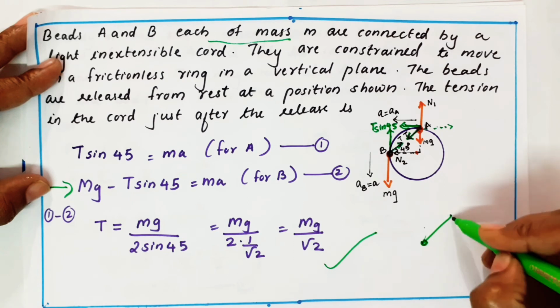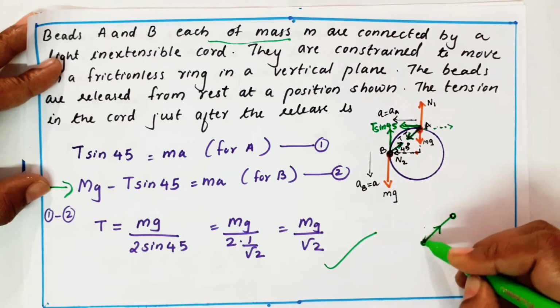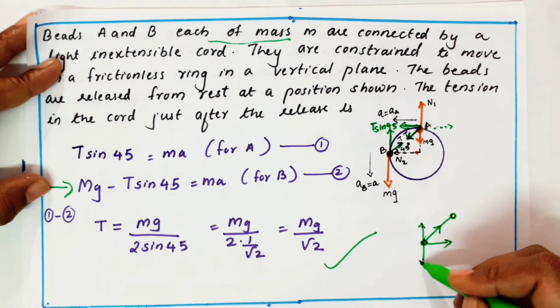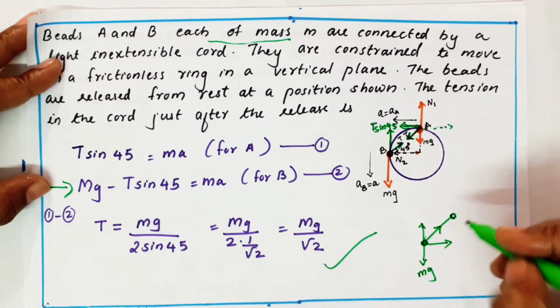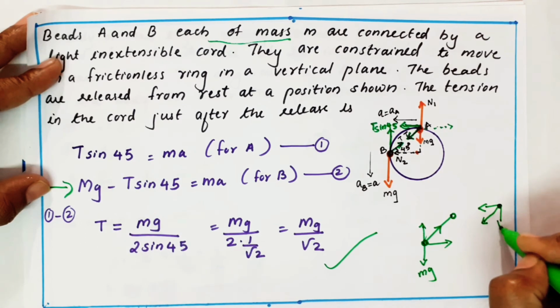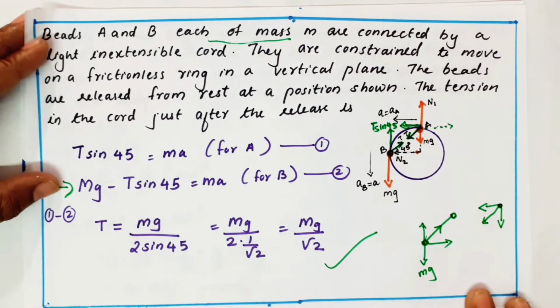Remember these two blocks, how we are resolving? This tension we are resolving like this and this. So this is balanced with your mg. Then I am taking this bead. This bead's tension will be like this. That also we are resolving into two components, and from that we are getting the answer.